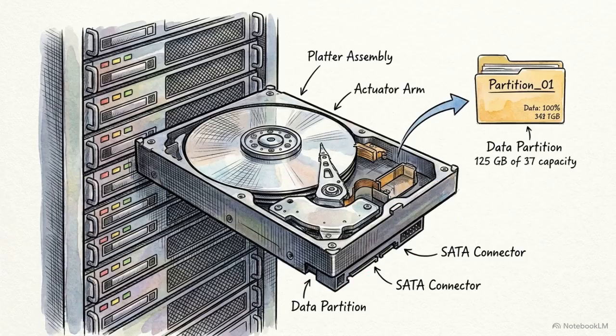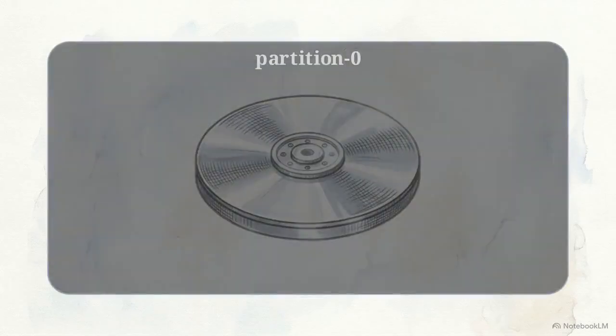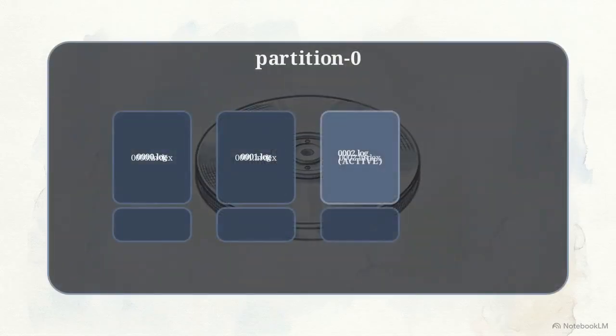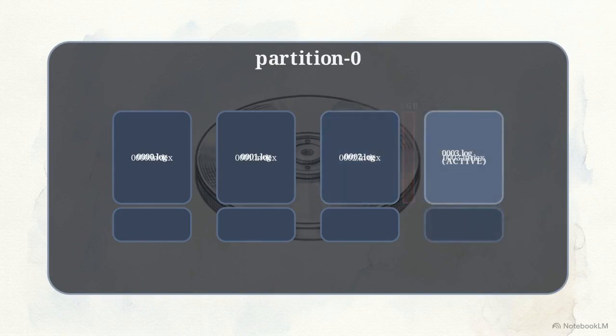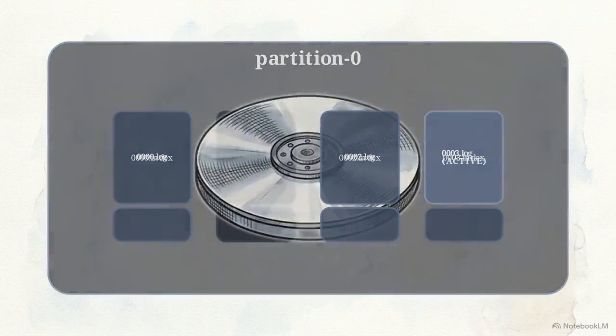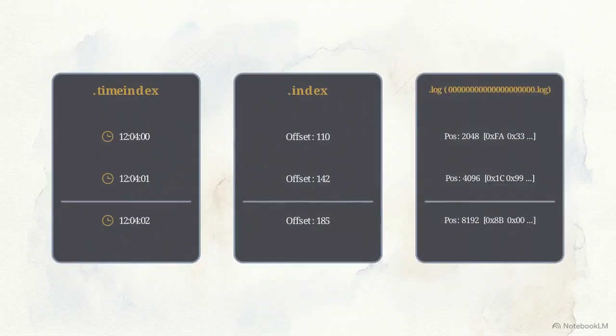At the physical layer, a Kafka partition is a directory on the broker's file system. To prevent this directory from growing into a single, unmanageable file, Kafka splits it into log segments. Incoming data fills an active log file until it hits a threshold, typically 1 GB. Once full, the file rolls over, is sealed, and a new active segment begins.